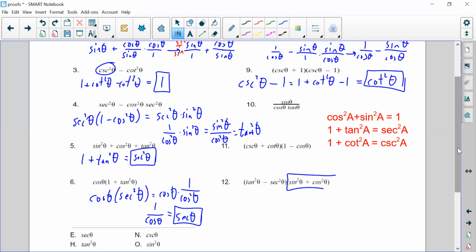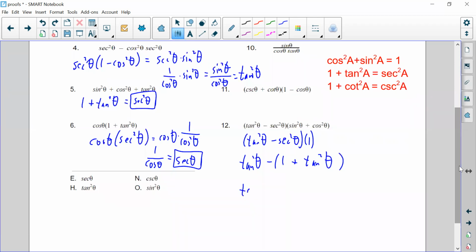Number 12, sine squared plus cosine squared is 1. So I've got tangent squared theta minus secant squared theta times 1. Well, secant squared is 1 plus tangent squared. So I can rewrite this as tangent squared minus, I'm replacing secant squared with 2 things, so I have to group those 2 things together. 1 plus tangent squared. And then if I distribute that minus 1, I get tangent squared minus 1 minus tangent squared. The 2 tangent squareds cancel out. And so all I'm left with is minus 1.